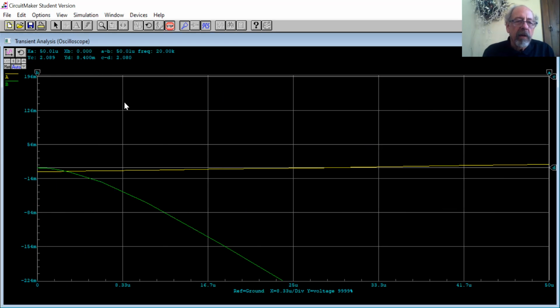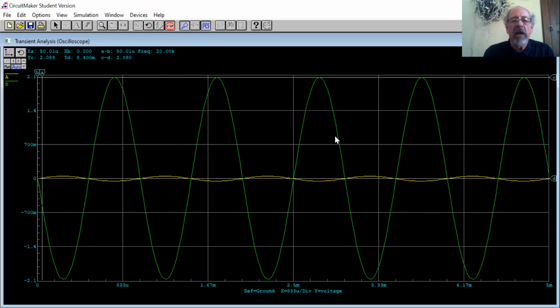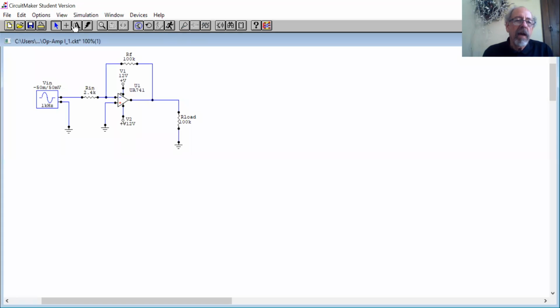So again, it's a little bit difficult to make these measurements, but you notice that there's an offset. And that offset comes from the input of the op-amp, the imbalance between the two inputs, and it's magnified by the gain of the circuit. So that's the first circuit. Let's get rid of that one.